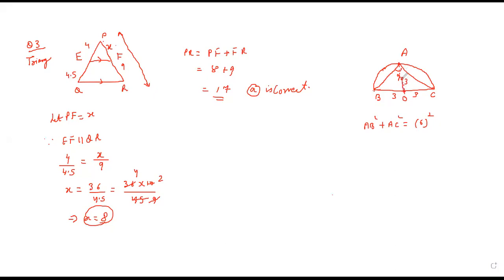I will make this semicircle into 2 quadrants. This is 3, this is 3.